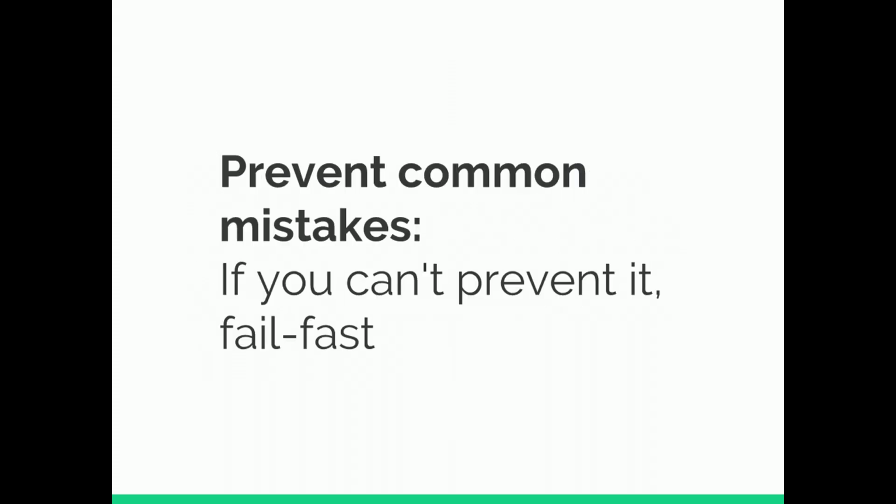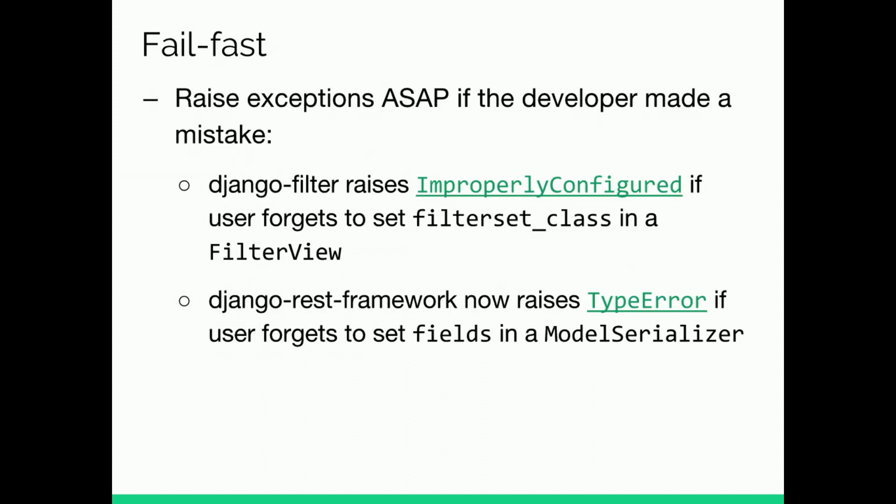And if you can't prevent it, fail fast. Raise exceptions as soon as possible if the developer makes some mistake. And good apps do this. Django Filter does that. It raises ImproperlyConfigured if you forget to set the filterset class. And Django REST Framework now raises TypeError if you forget to set fields on a ModelSerializer. Like we saw before, if you put fields empty, in previous versions it showed all fields, but now it raises a TypeError if you forget to set the fields of a ModelSerializer. And this is good because it's failing fast instead of getting into an unexpected, unsafe behavior.